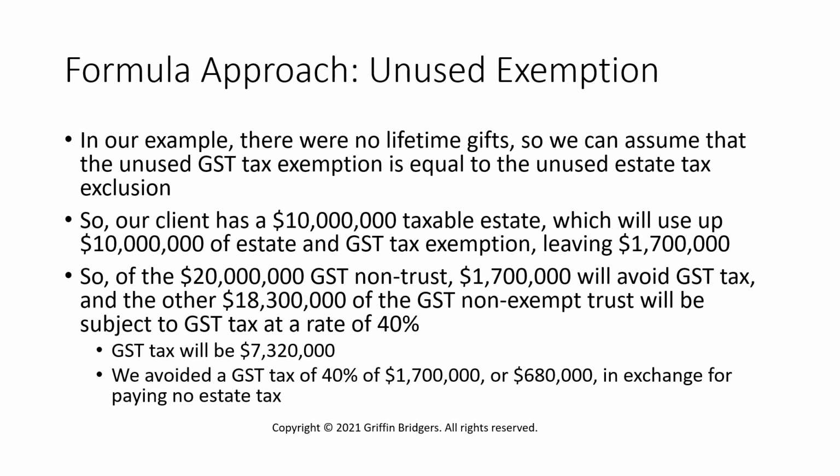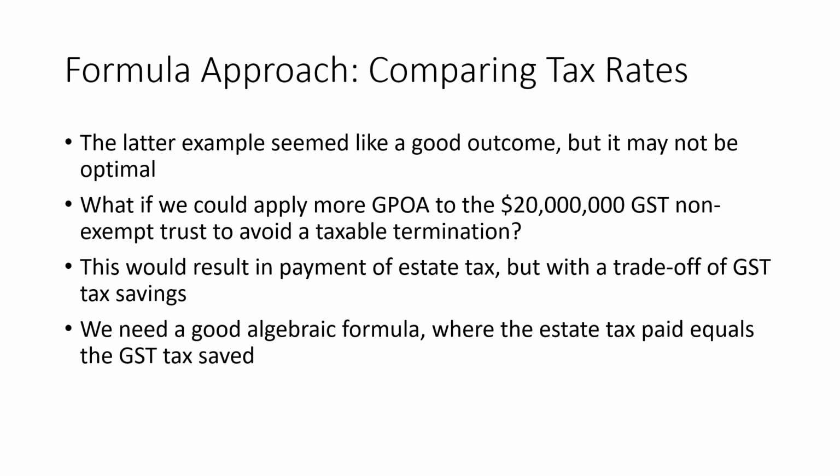So what we did is we still had some tax that seemed inevitable on the GST side, but we did avoid a GST tax of $680,000, which is 40% of that 1.7 million that was included in the gross estate through this formula general power of appointment. And we got that without having to pay any estate tax. Now, for a lot of people, that might be good enough. You might stop there. But let's ride up the tax brackets and see what happens here.